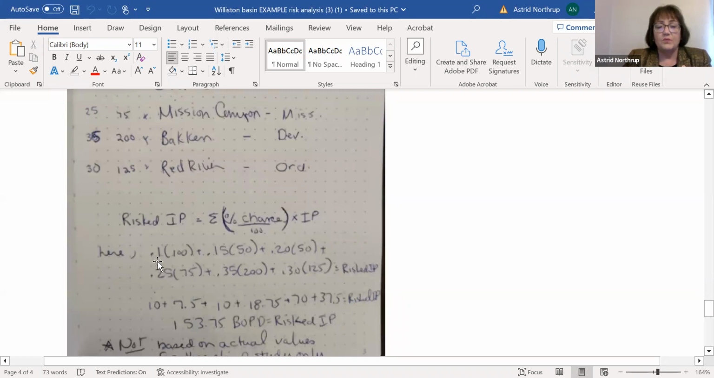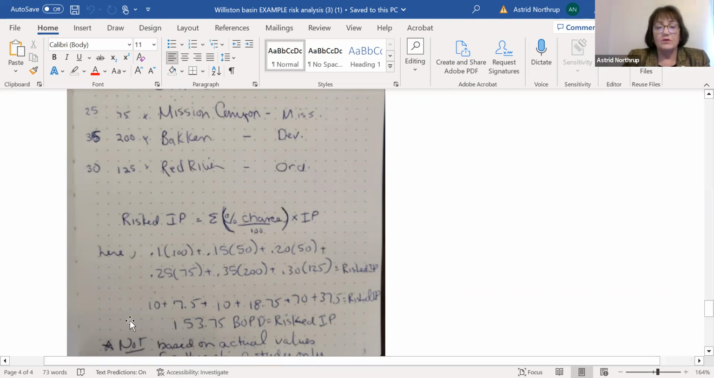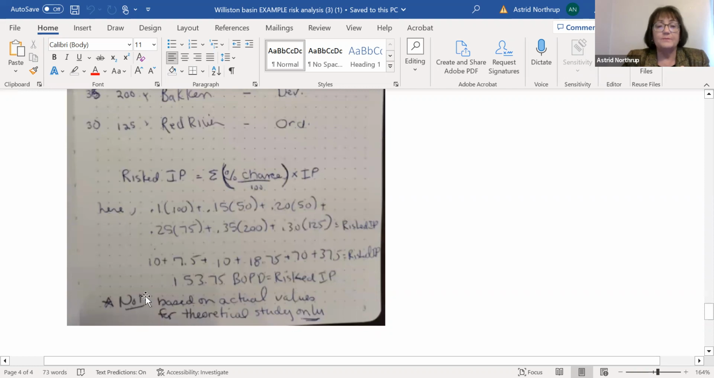So instead of 10%, it's 0.1, multiplied by the IP. And we do the same for each of those other 5 formations, the total of 6 formations. We add together the product of the risk, the chance of getting something times how much we expect to get. And we come up with a value that says, when we add those numbers together, 153.75 barrels of oil per day. That is a risked value that indicates how much on a risk basis we could attribute to an oil well when we're doing our economic calculations.